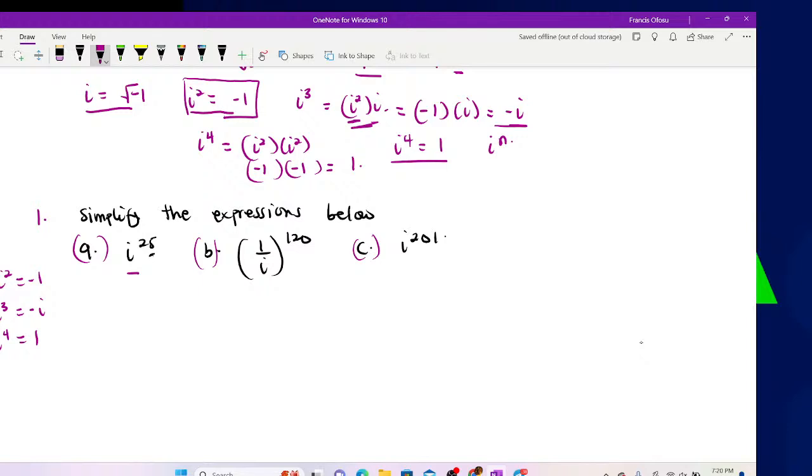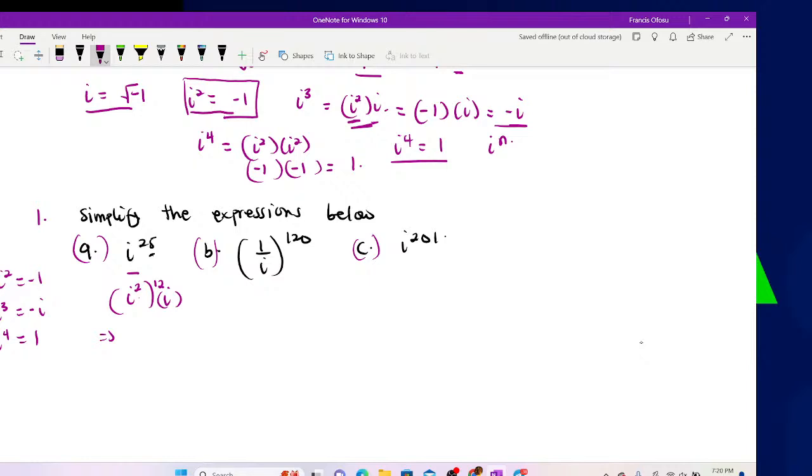Now, I will take something like i^25. You ask yourself, what number times 4 will give us 25? You know the highest number we get is 6. So 4 times 6 is 24. There will be a remainder of 1, meaning you get one i standing out here. So at this point, you have (i^4)^6 multiplying i.